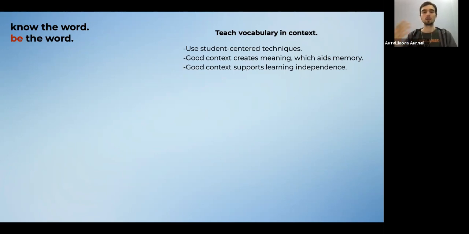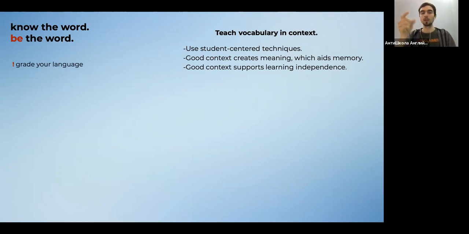So good context creates meaning, which aids memory. Good context supports learning independence. Of course, they have these neural connections in their brains. They start making connections between the word and their experience and what you're telling them, and then they understand it more through their feelings. Something awakens inside, and they think, okay, I got it, I felt it, I lived through the word, so there's no need for you to tell me any definition.